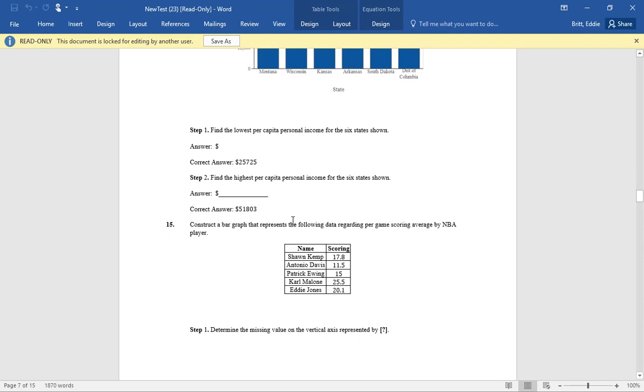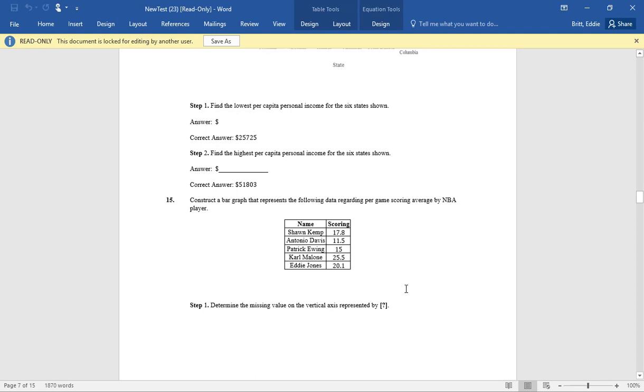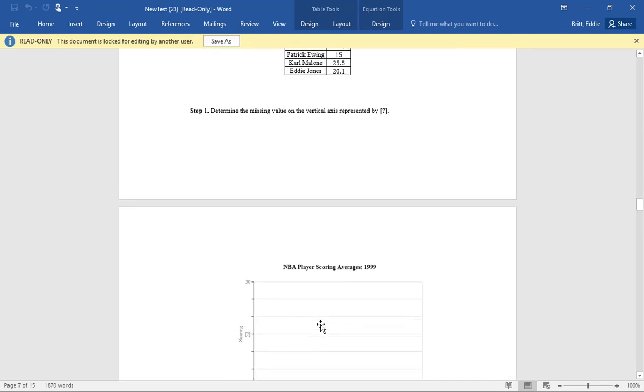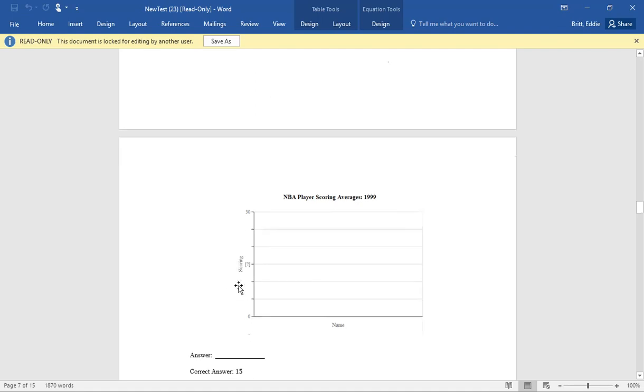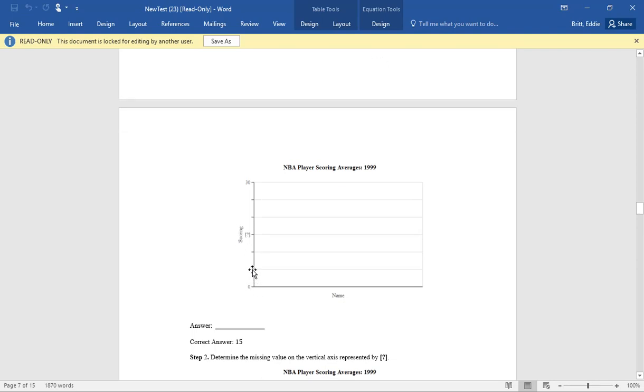Number 15 says construct a bar graph that represents the following data regarding the per game scoring average by NBA player. All right. Determine the missing value on the vertical axis. So this is the vertical axis. If that's 0 and that's 30, it looks like this one's halfway in between, right? So what's that going to be? It has to be 15. So each one of these tick marks would be 5. So that'd be 5, 10, 15, 20, 25, 30. So the answer is 15.